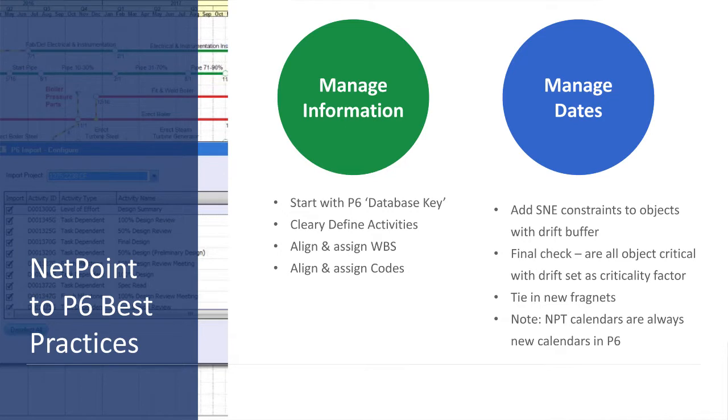On the information side, we want to start with the P6 database keys, right? We get that through an export. We're going to talk about clearly defining some activities, how we assign codes in WBS. And then on the managed date side, it's mostly about calendars and plan dates. And we'll spend a few minutes on each of these.